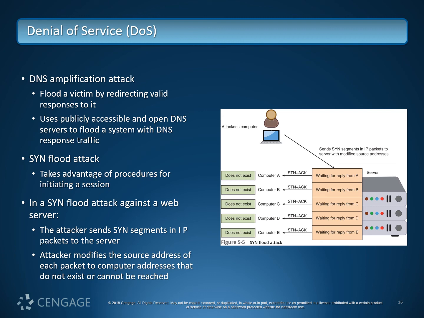DNS amplification can be done through denial of service as well. This is where you redirect valid responses to somebody. So this is going to use publicly accessible and open DNS servers to flood a system with DNS response traffic. SYN flood, synchronization flood, is going to take advantage of the procedures used to initiate a TCP/IP session. If we look at the graphic here on the right, we see a SYN flood attack being held. The attacker's computer is going to send SYN segments in the IP packets with modified source addresses.